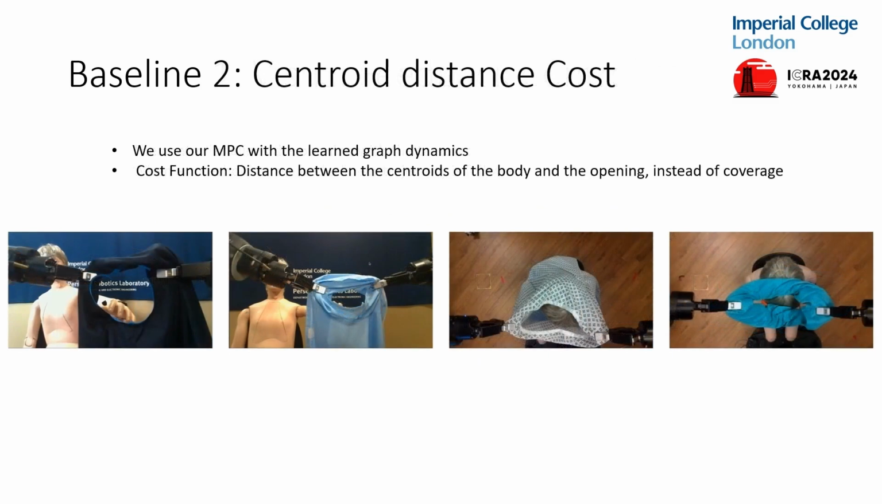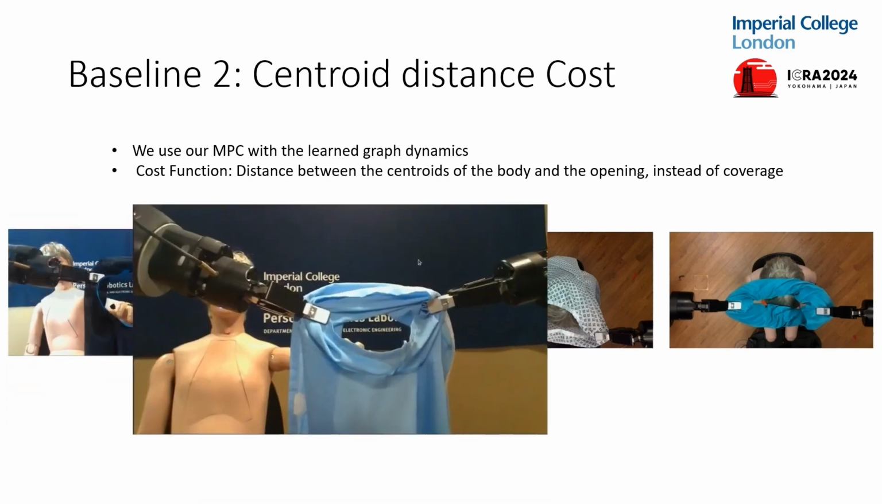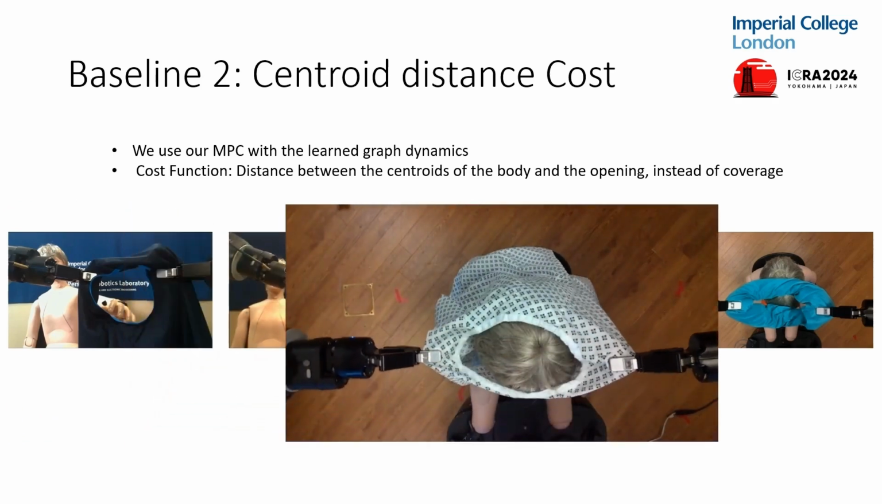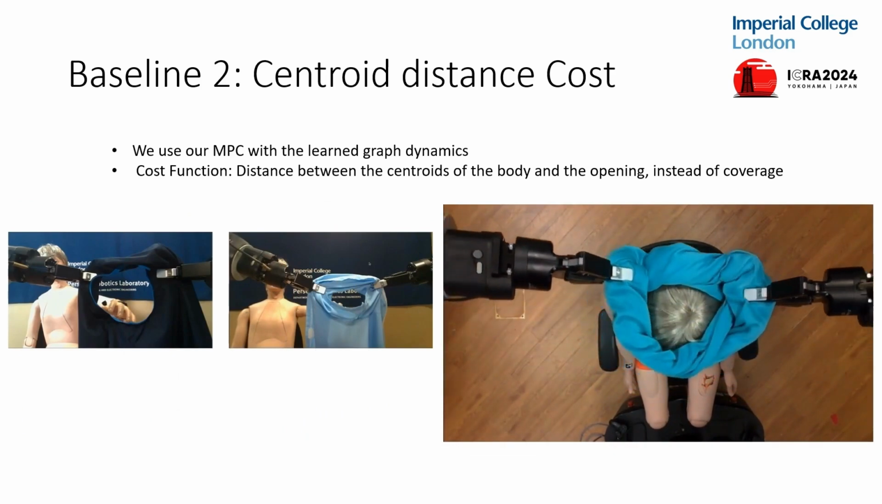We compared with the second baseline, in which we substituted the coverage term of the cost function with the distance between the centroids of the opening and the body part, a common logic in robot-assisted dressing. We noticed that the controller led the opening towards the center of the body part, and therefore the sides of it were often caught on the body.